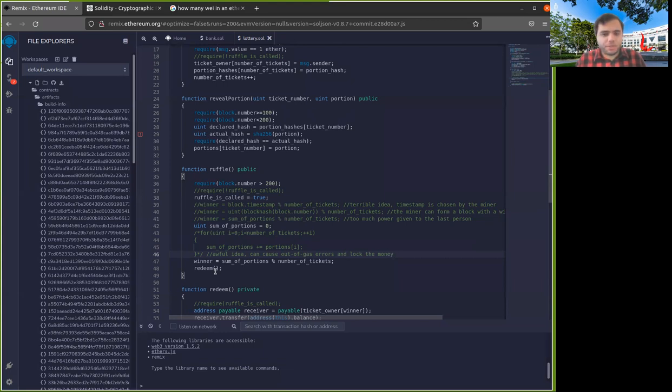So try to avoid loops as much as possible, and also try to avoid things that are equivalent to loops. So for example, don't write a recursive function, because a recursive function is just like a loop.